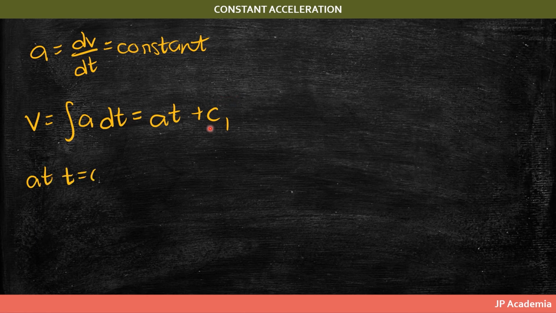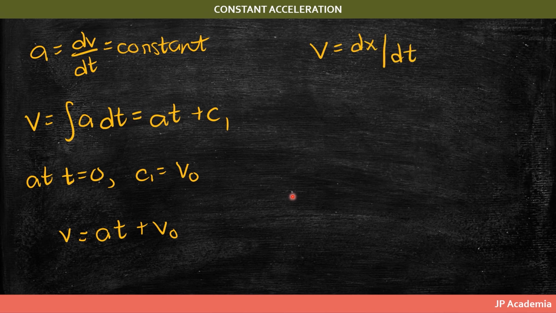And we can get this constant c1 at t is equal to 0. So c1 is equal to v naught, which is the initial velocity. Now we can rewrite this one. So v is equal to at plus v naught, and this is our first expression for the velocity.